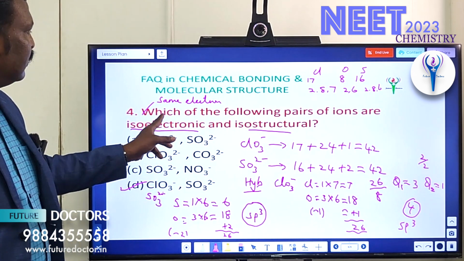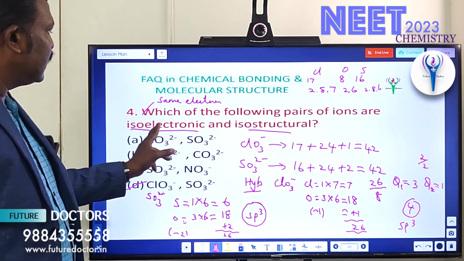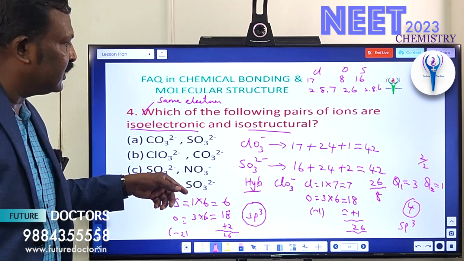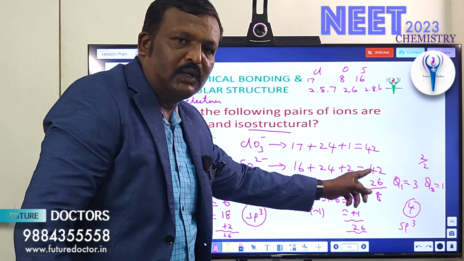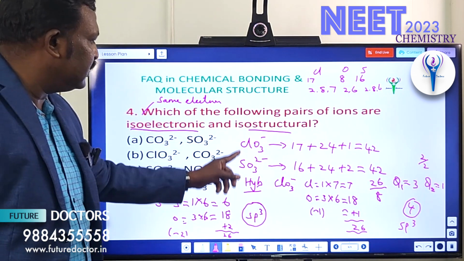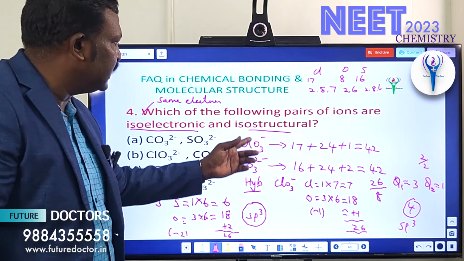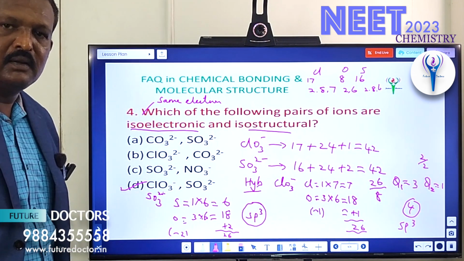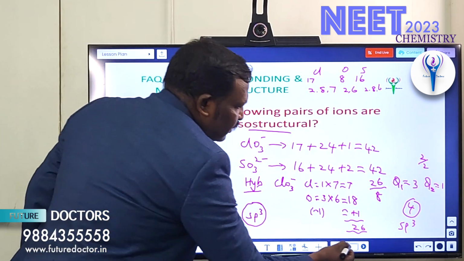Which of the following pairs of ions are isoelectronic? Isoelectronic means these two species have the same number of electrons. So 42, 42, I told you. These two species having the same kind of hybridization, then only I am saying isostructural. Understood? So that is the answer. Now go to the next one.